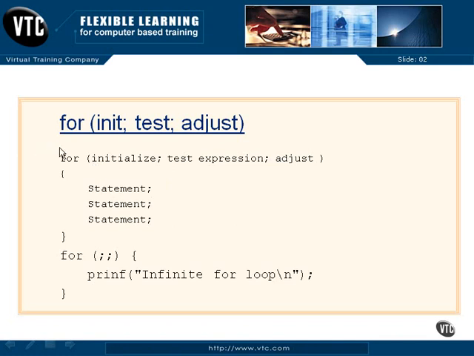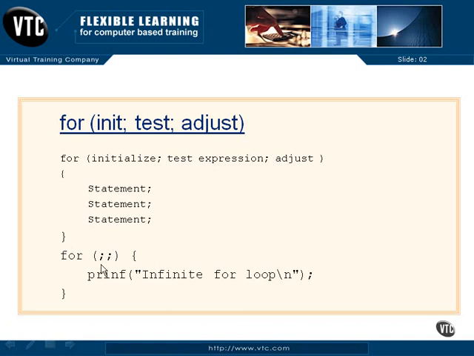When we come into the processing, we hit the for, we do this initialization, test if our expression is true. If it is, we perform the statement, then we do the adjust, test, perform, and so on, until eventually the test fails. When the test comes out to be false or zero, then we go to the next statement after the for loop.